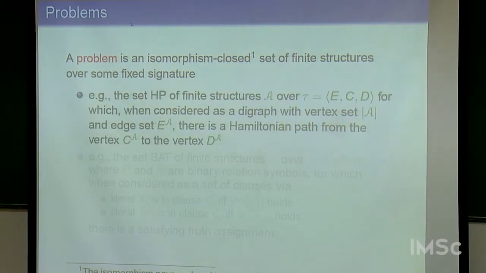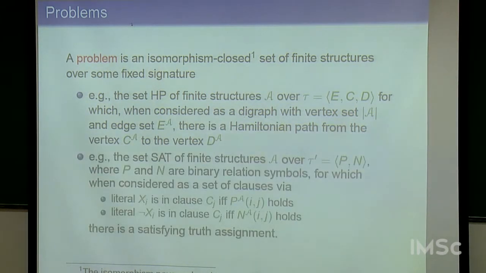So for example, here's a problem denoted HP, and it consists of those finite structures over the signature consisting of a binary relation E and two constant symbols C and D. That is digraphs with two named vertices, so that there is a Hamiltonian path in the digraph from the vertex C to the vertex D. And that is a typical problem. It's a set of finite structures that's closed under isomorphism.